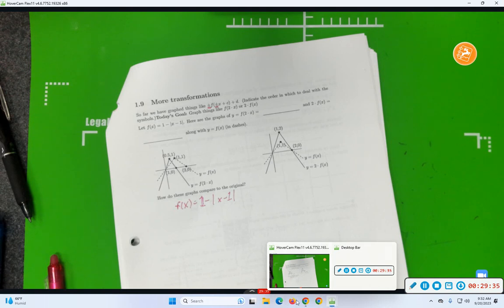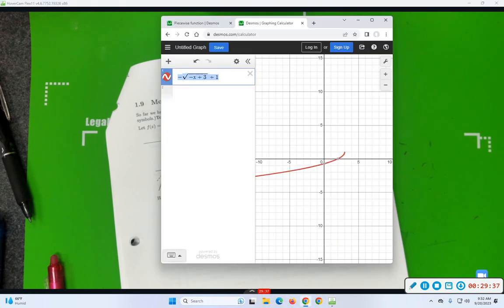Let's play with Desmos and graph it. So let's start with f of x equals 1 minus absolute value of x minus 1. Is that something that we could have graphed by hand? Yeah, I think so. It's some shifting and some flipping. But that's not the point right now.